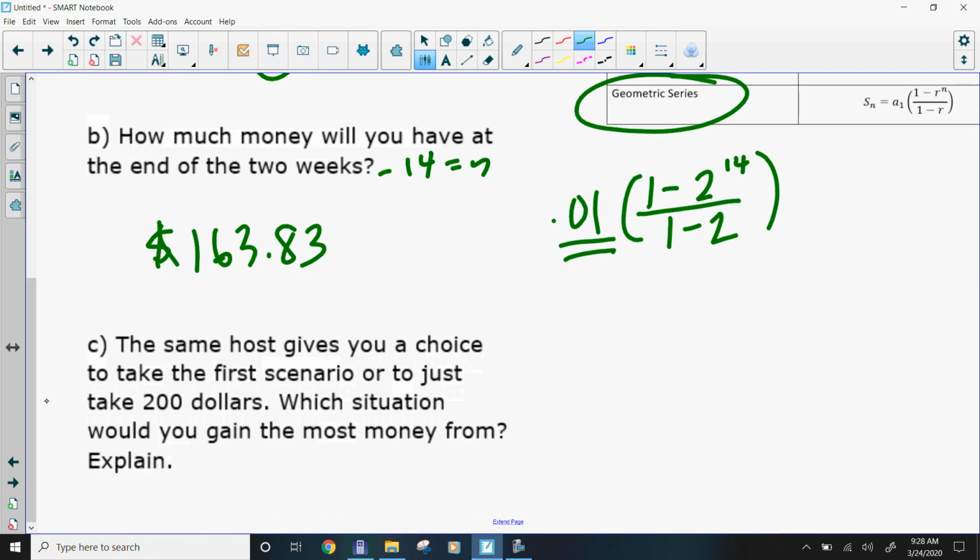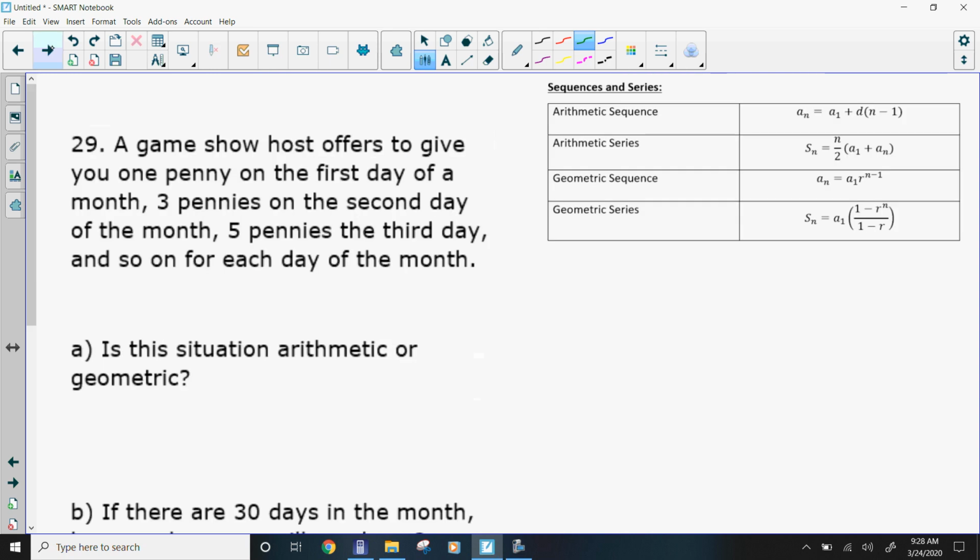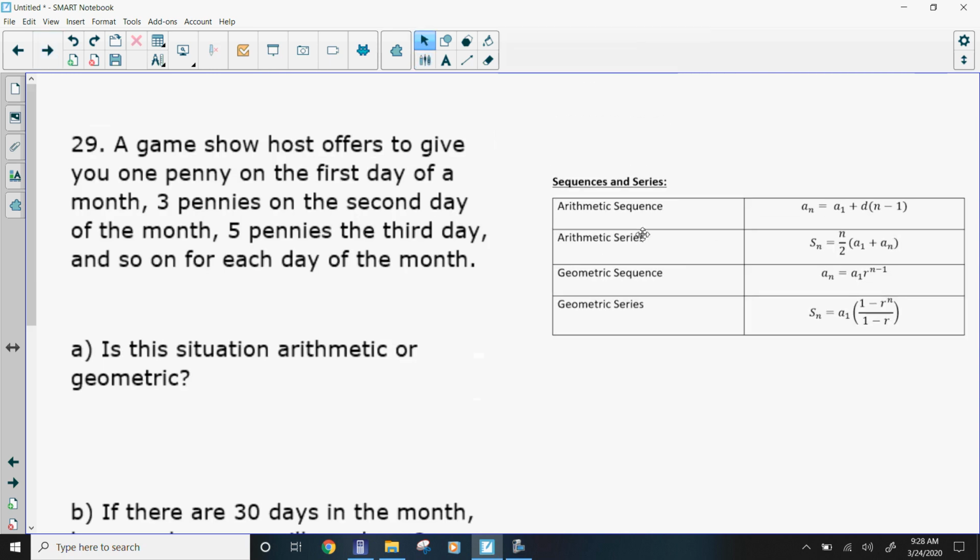So it says the same host gives you a choice to take the first scenario or just take $200. I think it's better to take $200 because $200 is more. And I'm not going to write all that. You heard it. So okay, another problem, very similar. So let's see what we've got here.